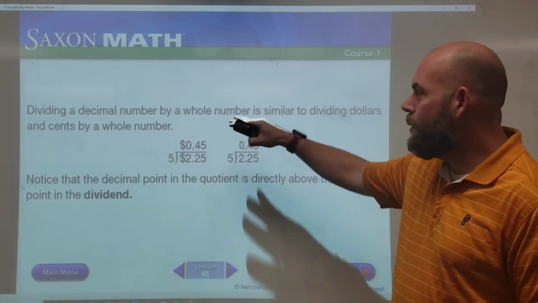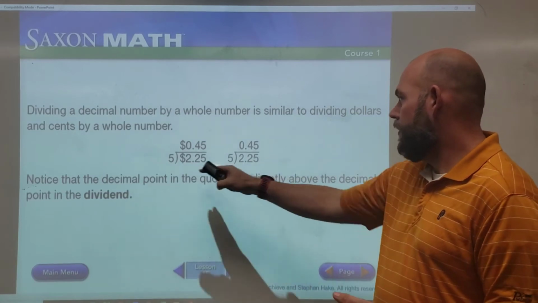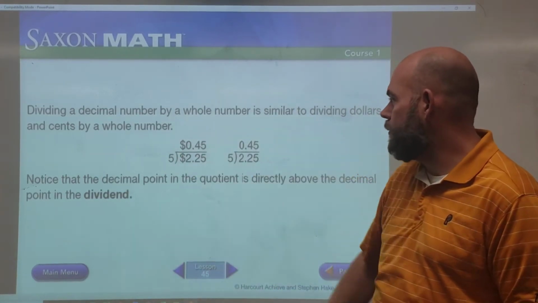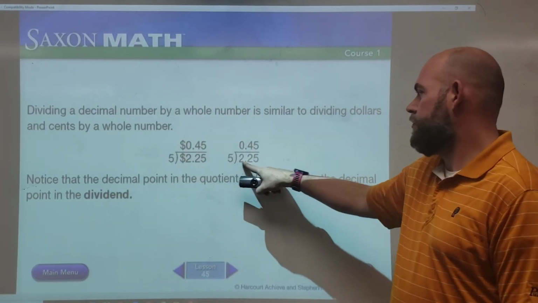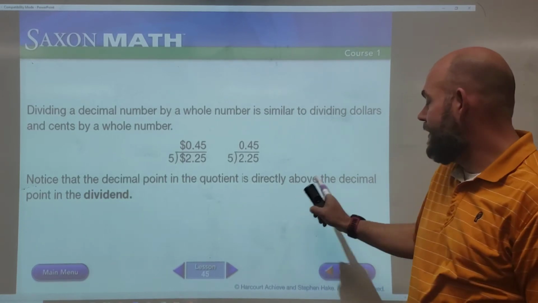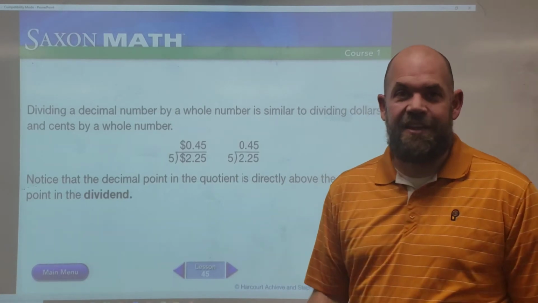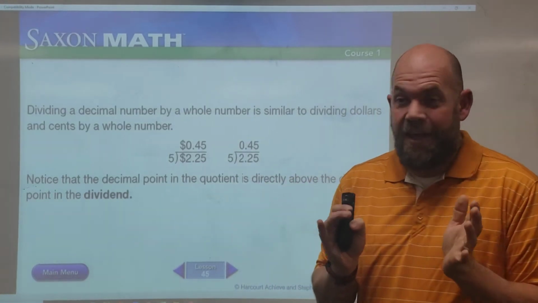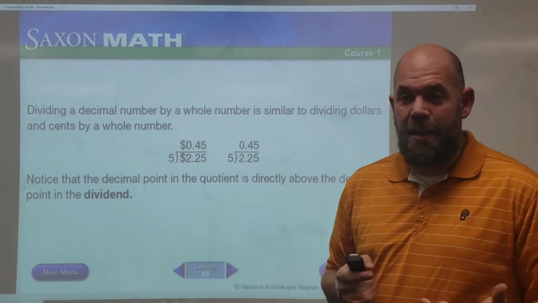Alright, so when we divide a decimal number by a whole number, it's just like dividing dollars and cents, right? 2.25 divided by 5 equals 45 cents. We don't always have to put that on. We're just going to write the numbers. Now notice that the decimal point in the quotient is directly above the decimal point in the dividend. That is the key to this lesson, is lining up decimal points. That's the whole thing. Otherwise, we're just doing normal division today, but we're lining up our decimal points.